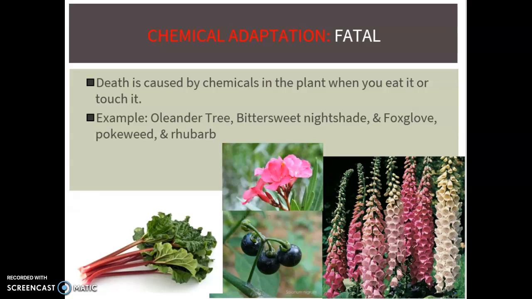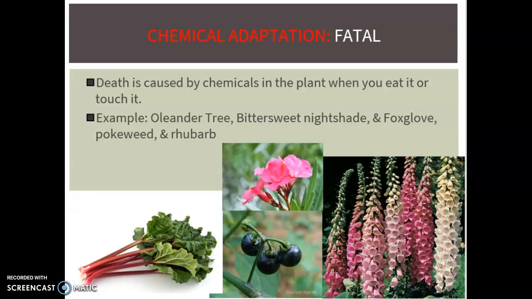So not something I wish upon you guys, but hopefully you know what I'm talking about. Next, we have fatal, aka death. And so what we mean by this is that the plant produces chemicals that when you eat the plant, or sometimes when you touch it, it makes you very sick and it causes you to die. So the oleander tree is a great example of it.